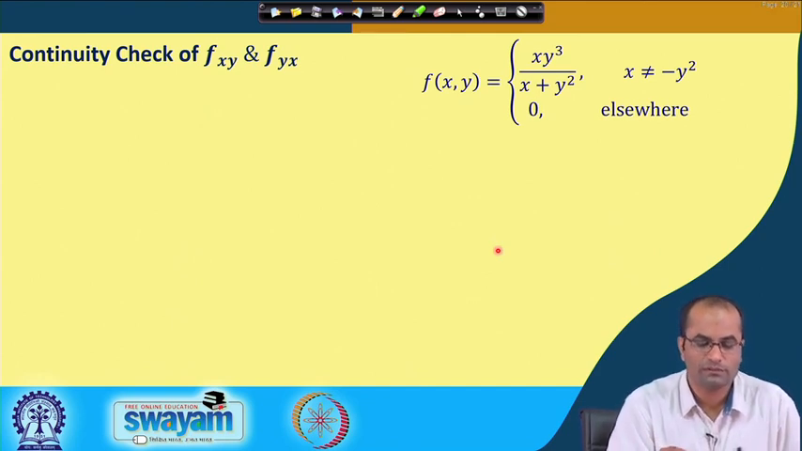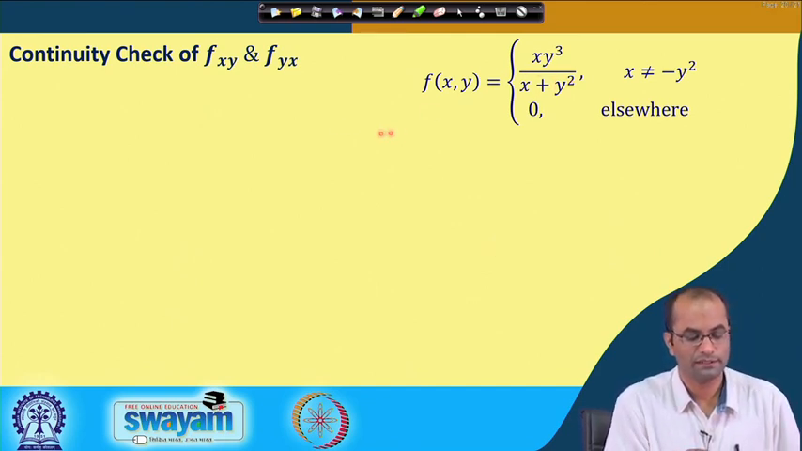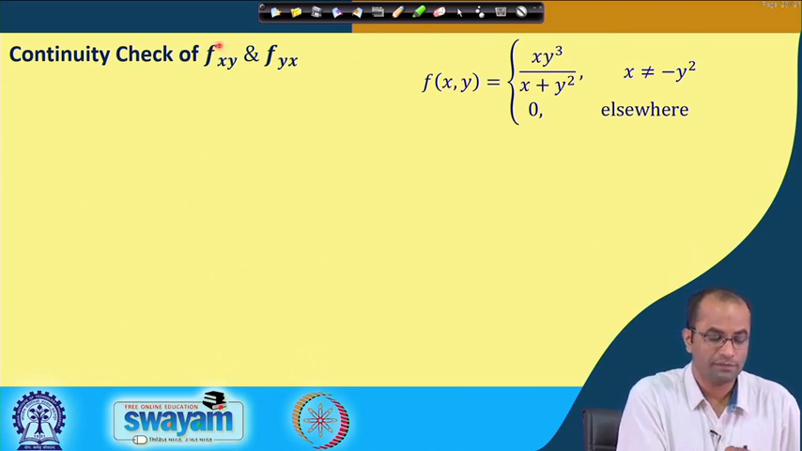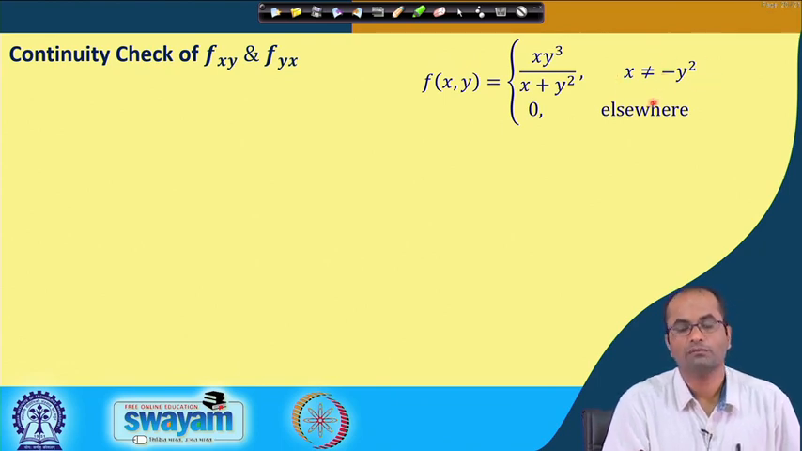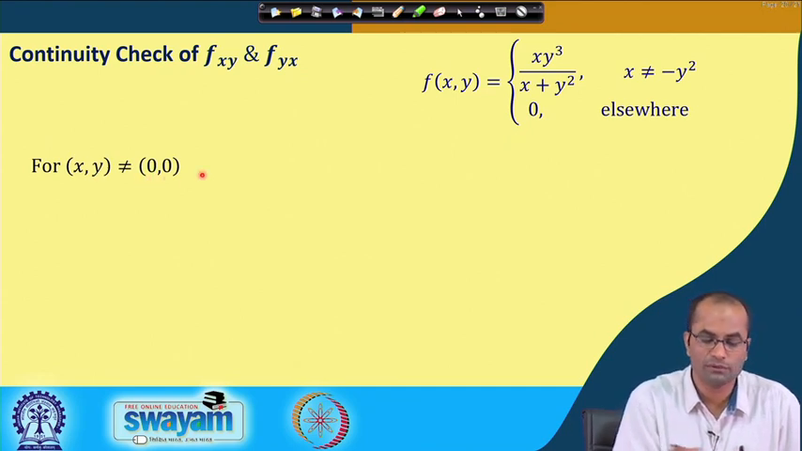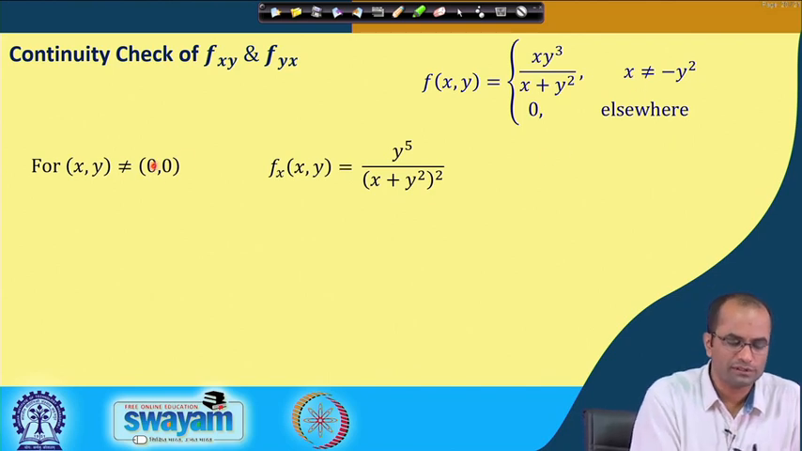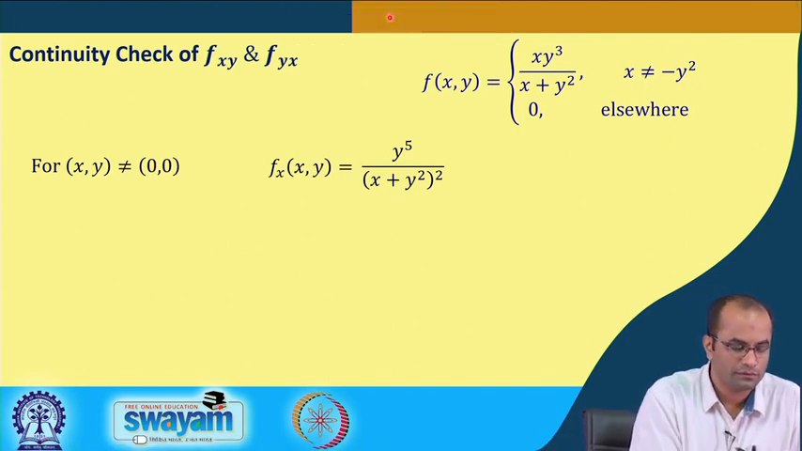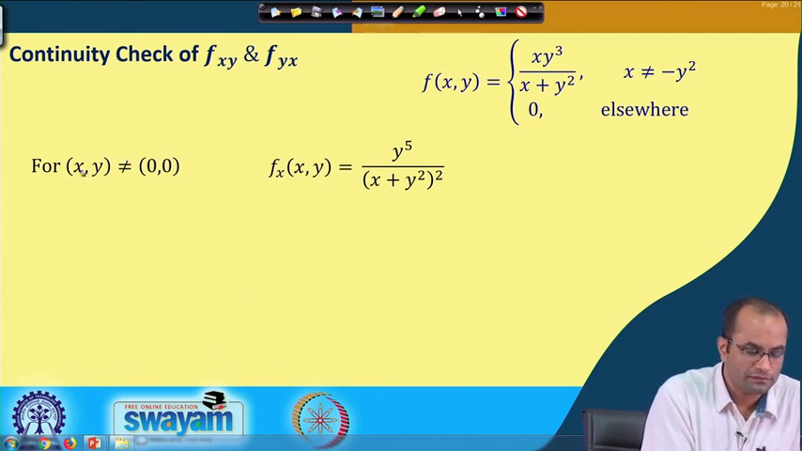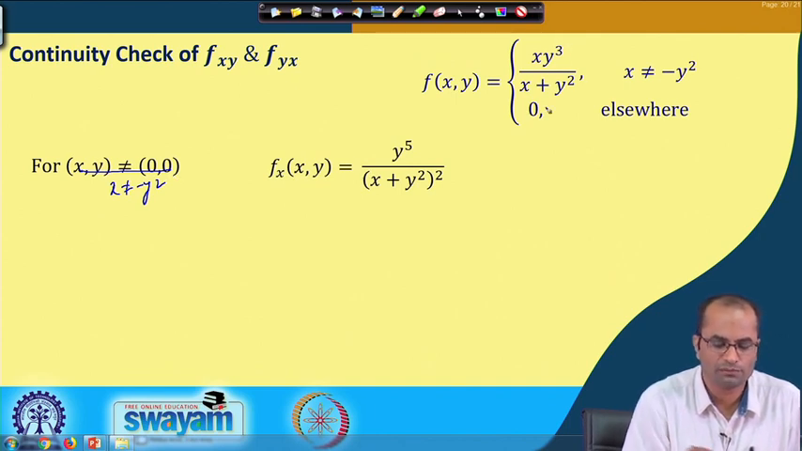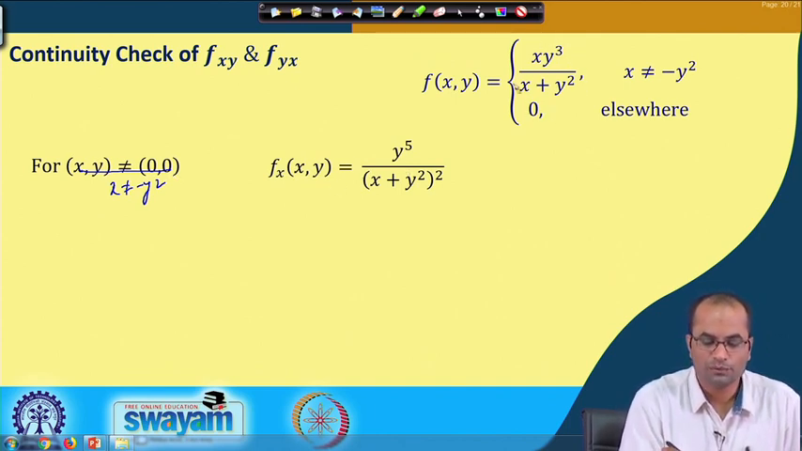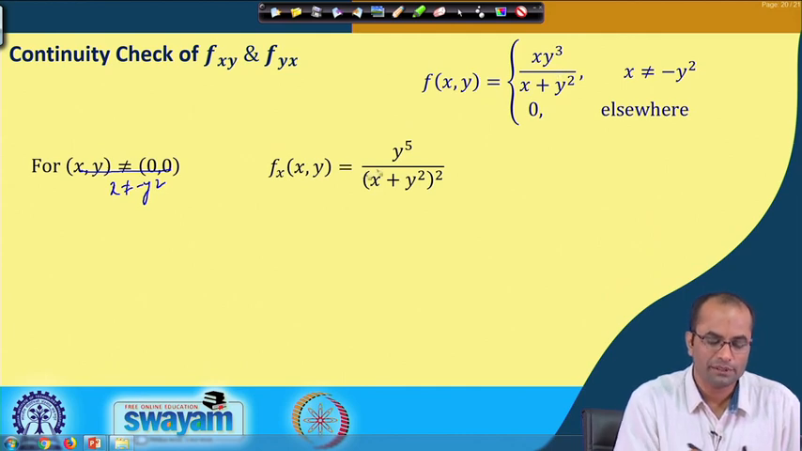So, what to do to check the continuity? We have to get these mixed derivatives when x is not equal to minus y square and also elsewhere, both the places. So, here for (x, y) not equal to origin, if we compute, or rather we will say when x is not equal to minus y square. At all these points where there is no problem, we can just compute this derivative by keeping y as constant.